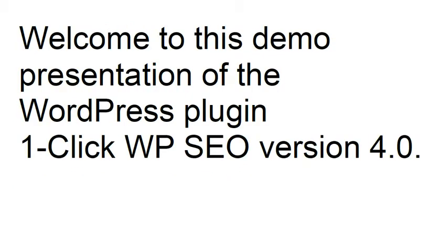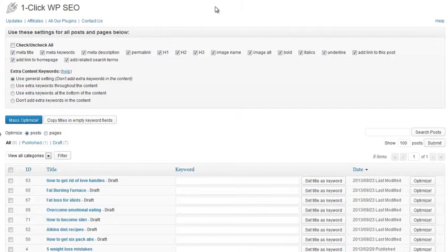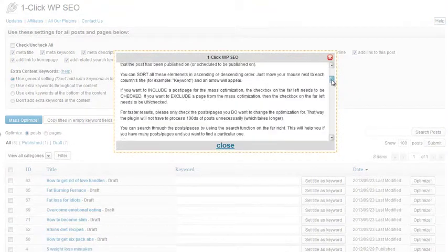So here we are. Welcome to this demo presentation of the WordPress plugin One-Click WP SEO version 4.0. I know you're busy, so let me show you how the plugin works really quickly. This is the main admin area of the plugin. Up here you can see a help link. If you click it, this window will open that explains everything in detail.